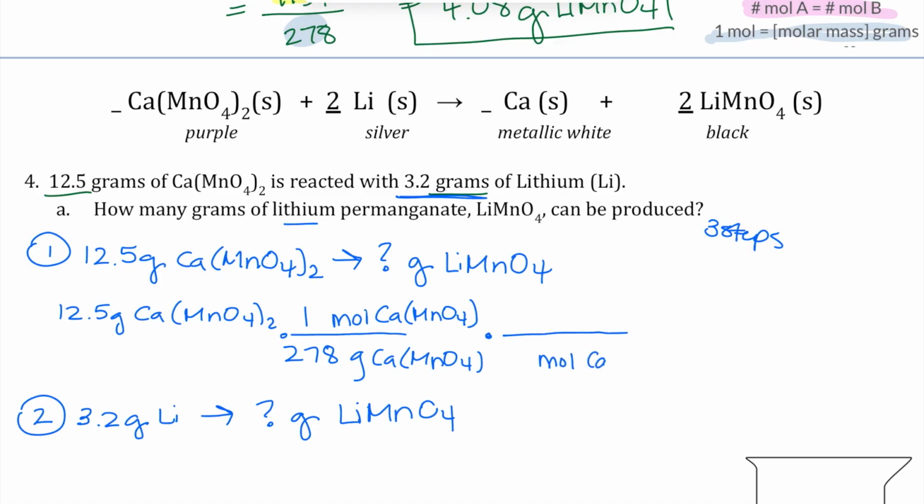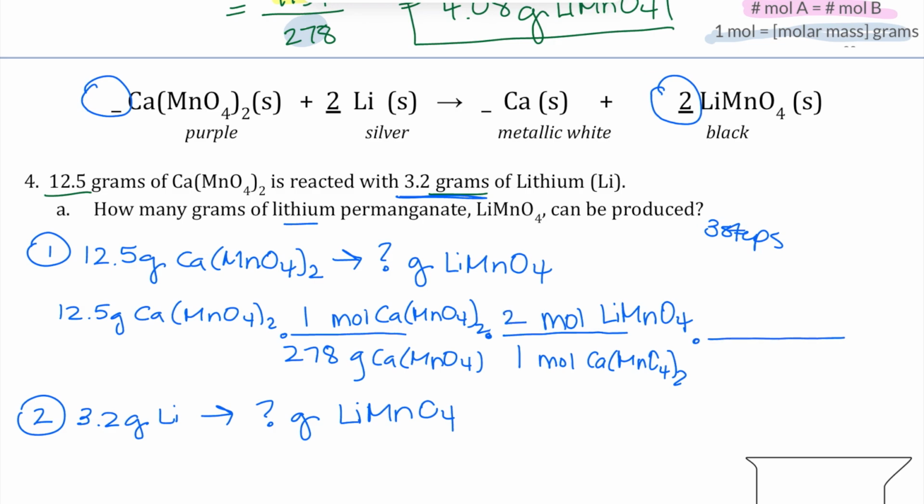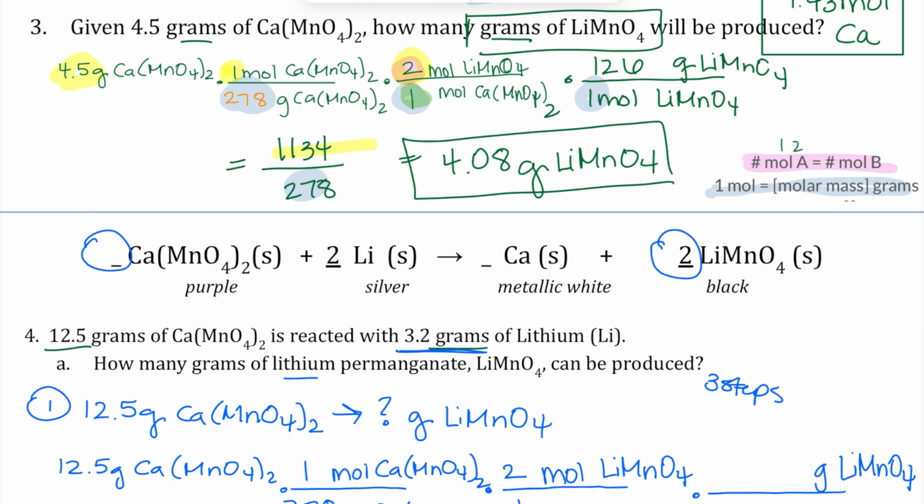Moles of calcium permanganate. In my problem, I have 1. I want moles of lithium permanganate. I have 2. And then that last step is going to be to go from moles of lithium permanganate to grams of that lithium permanganate. We found the molar mass for that lithium permanganate up here as well. That is 126.